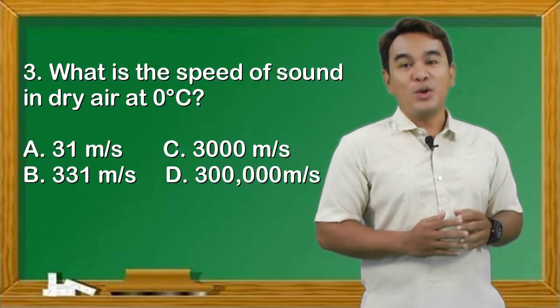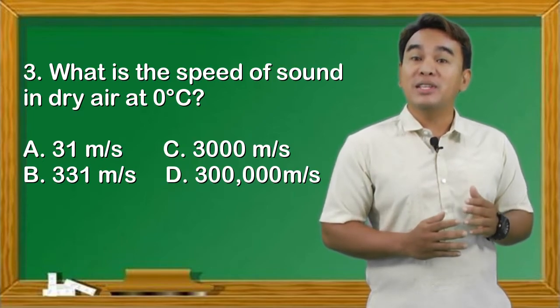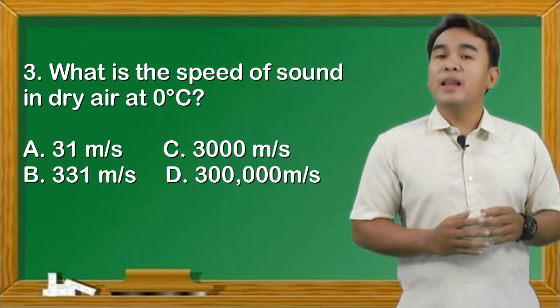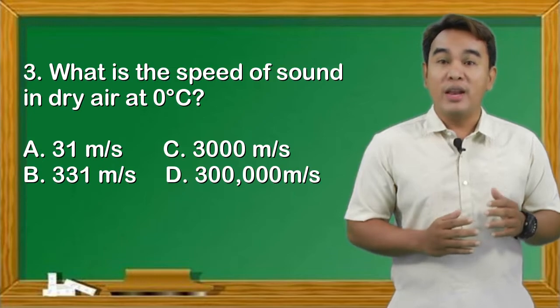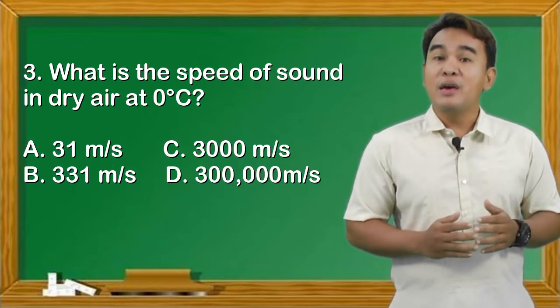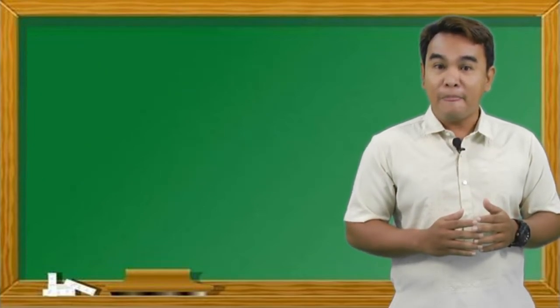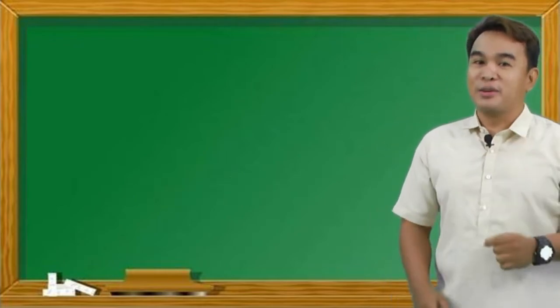Number 3. What is the speed of sound in dry air at 0 degrees Celsius? A. 31 meter per second. Letter B. 331 meter per second. Or letter C. 3000 meter per second. And letter D. 300,000 meter per second. If your answer is letter B, then you are correct.